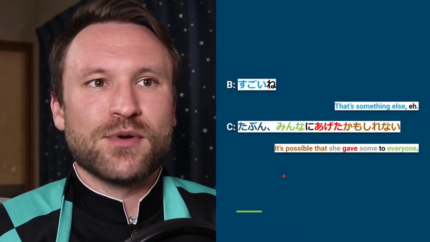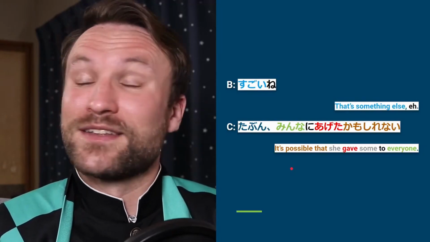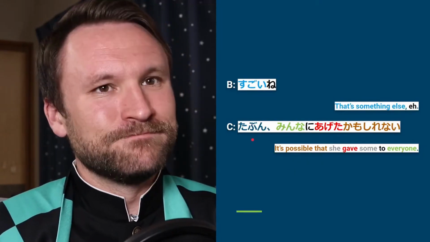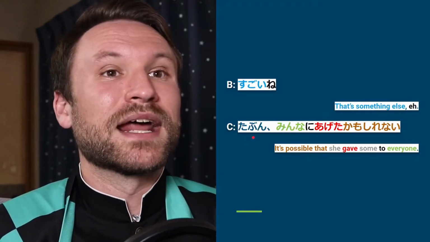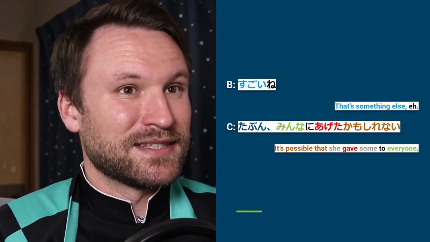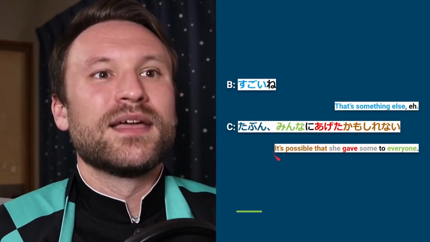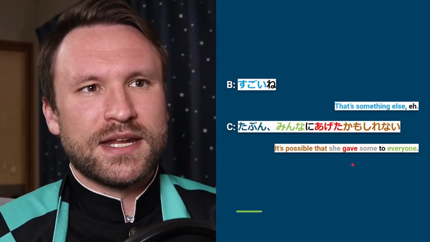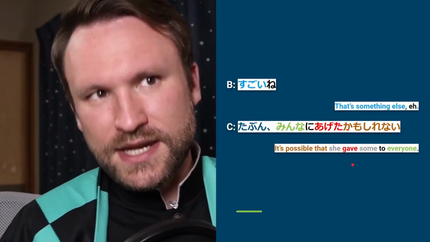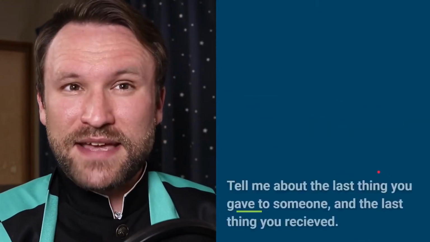社長 is company president. すごいね. That's something else, eh? Or that's amazing. 多分 also means maybe, and it often marks that a かもしれない is about to come at the end of the sentence. 多分みんなにあげたかもしれない. It's possible that she gave some to everyone. 多分 plus かもしれない. 多分 sort of marks that かもしれない is coming. 多分みんなにあげたかもしれない. It's possible that she gave some to everyone.